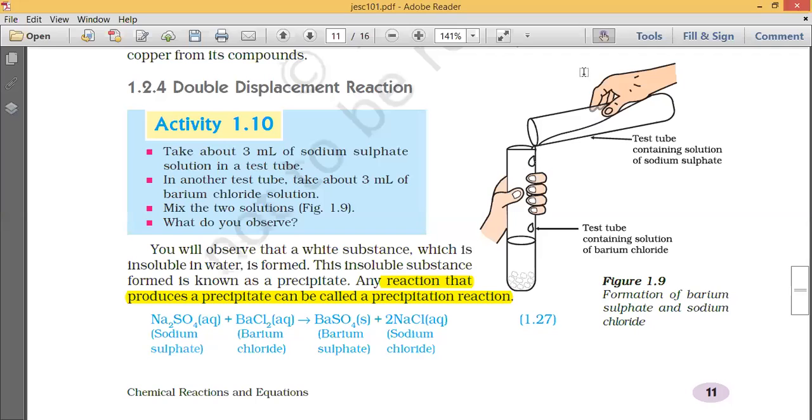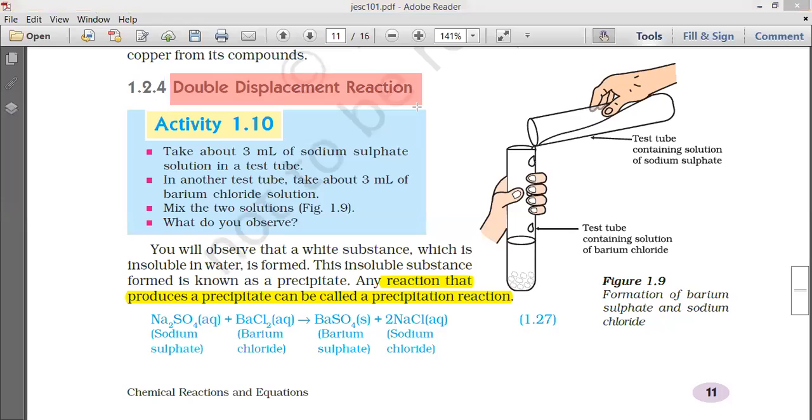Okay, we are going to learn double displacement reaction. Topic is double displacement reaction. We have learned displacement reaction. In that we have seen that one single element, that means more reactive metal, can displace the solution of less reactive metal. That was the example of single displacement reaction. Here we have double displacement reaction.